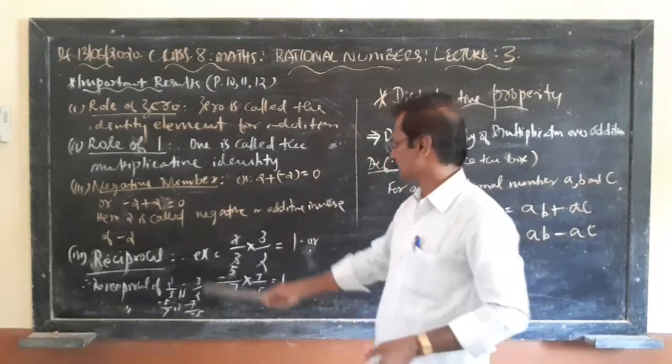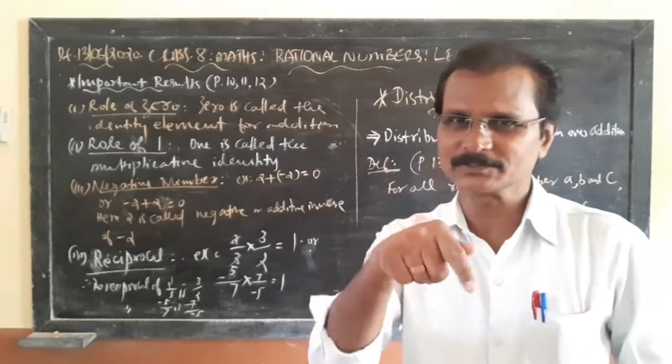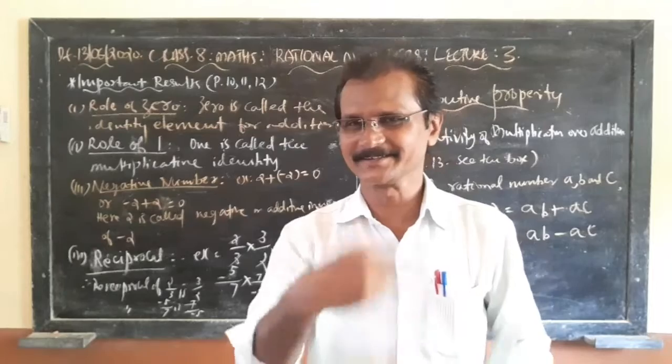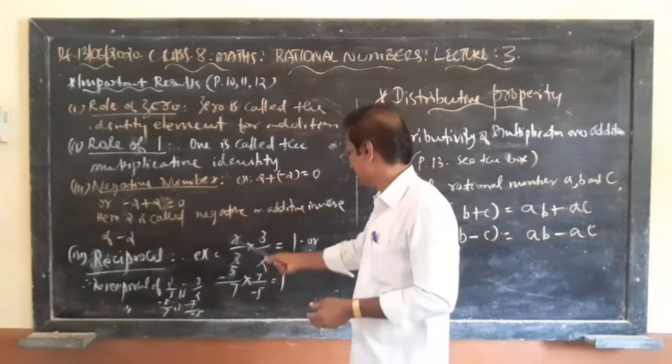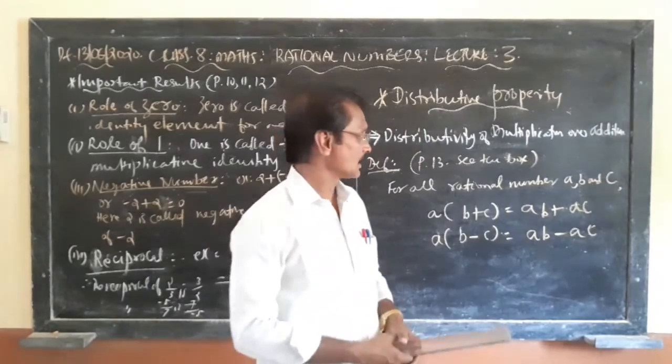Now the last one is reciprocal. Reciprocal, what is the idea? Change the position, numerator and denominator. You can find out easily. 2 upon 3 and 3 upon 2. Okay. So now, come on friends.